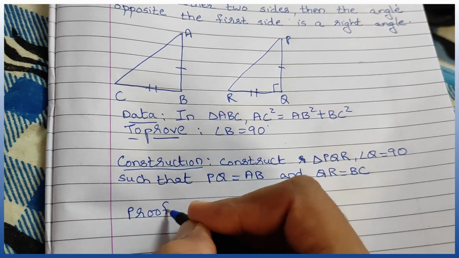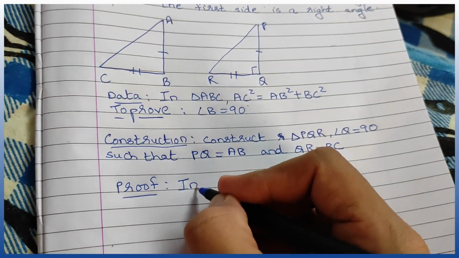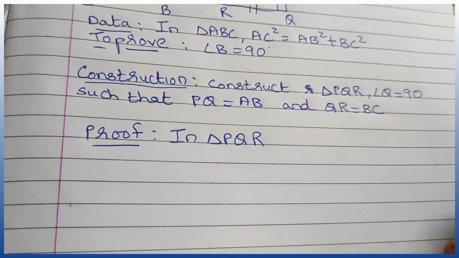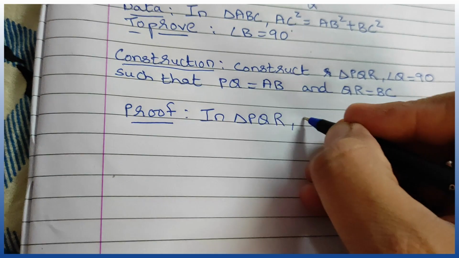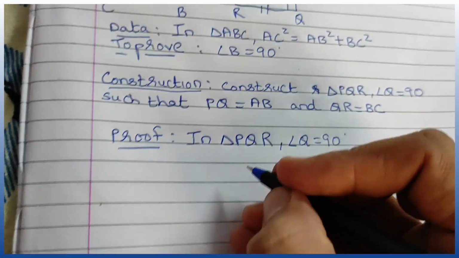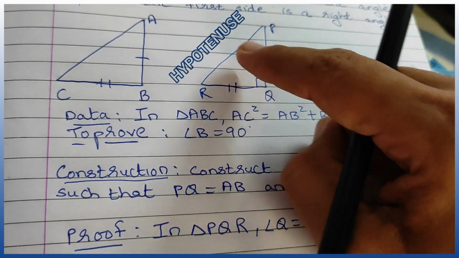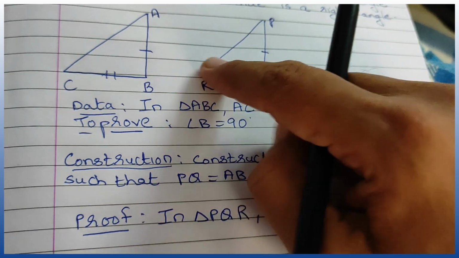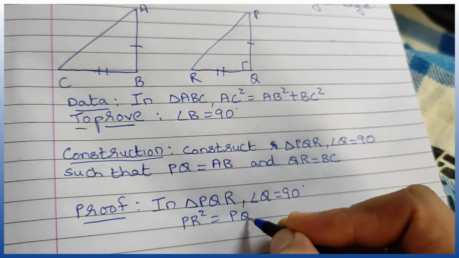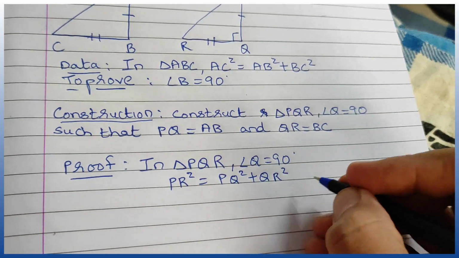Now students, if you focus on triangle PQR, according to construction it is a right angle triangle, and in a right angle triangle we can apply Pythagoras theorem. So in triangle PQR, angle Q is 90. Let's apply Pythagoras theorem in triangle PQR. The side opposite to 90 is the hypotenuse. So PR² = PQ² + QR². This is how we applied Pythagoras theorem.